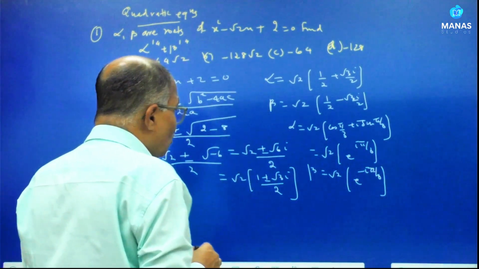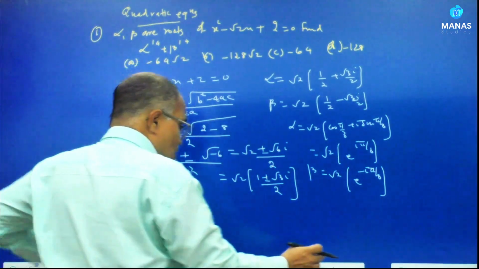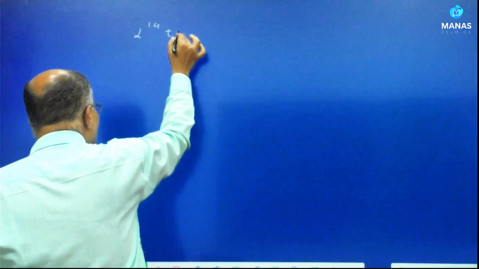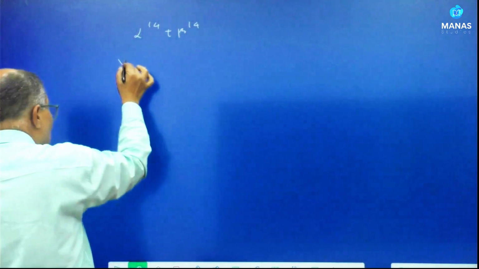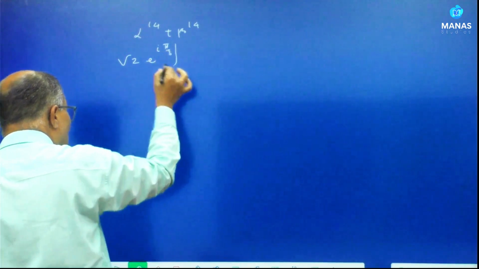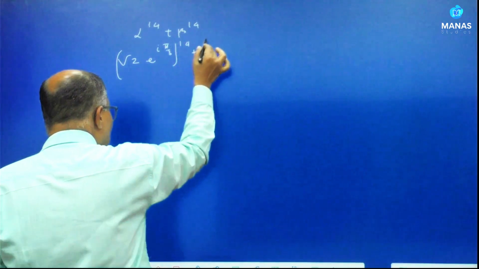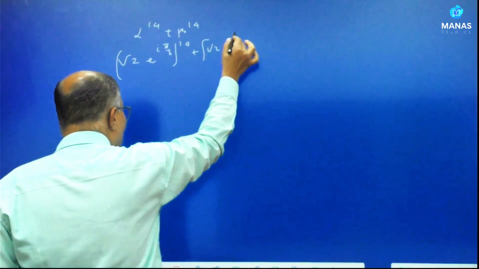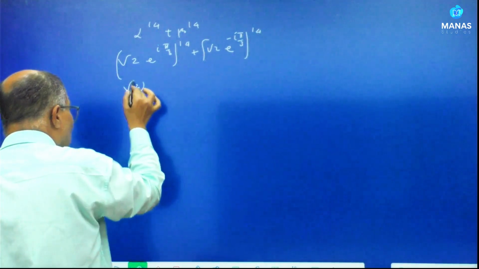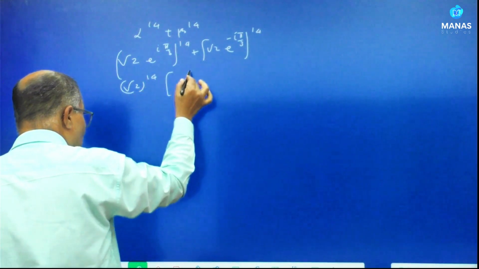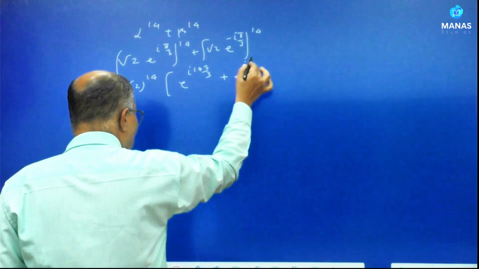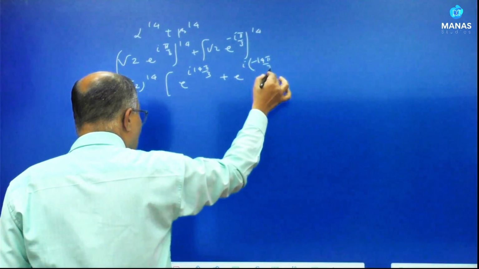Now we want alpha power 14 plus beta power 14. That is alpha power 14 plus beta to the power 14. Root 2 into e to the power i pi by 3 whole power 14 plus root 2 into e to the power minus i pi by 3 whole power 14. That is root 2 to the power 14 take outside, e to the power i 14 pi by 3 plus e to the power minus i 14 pi by 3.